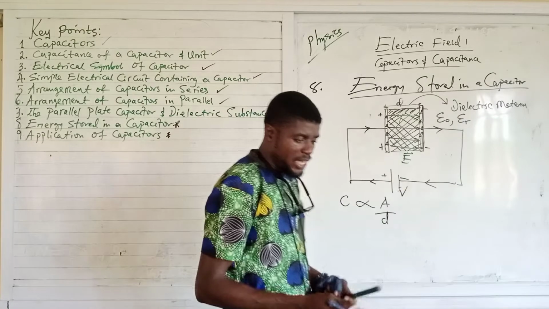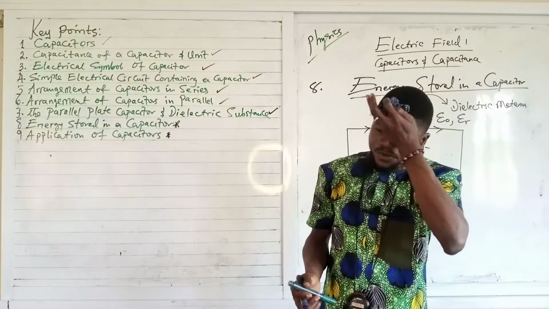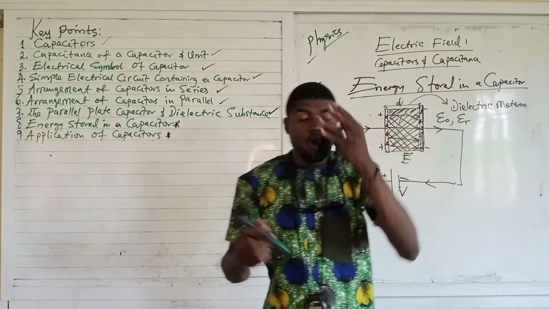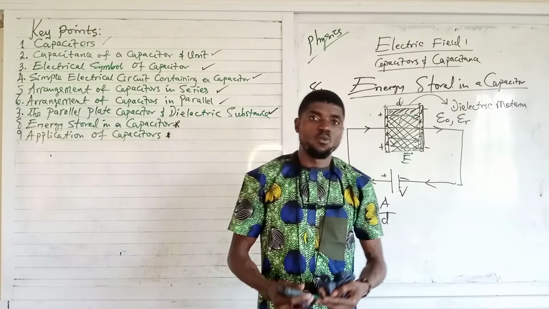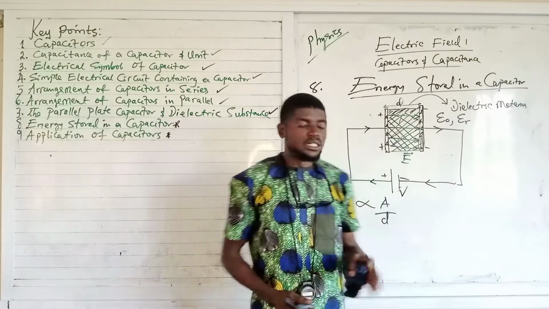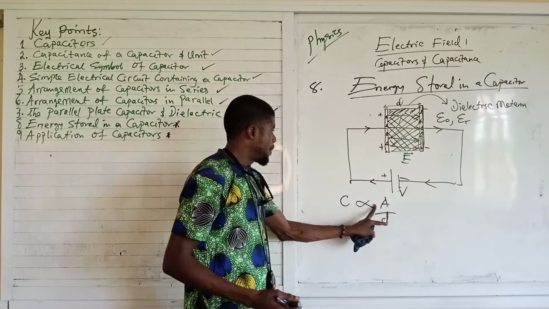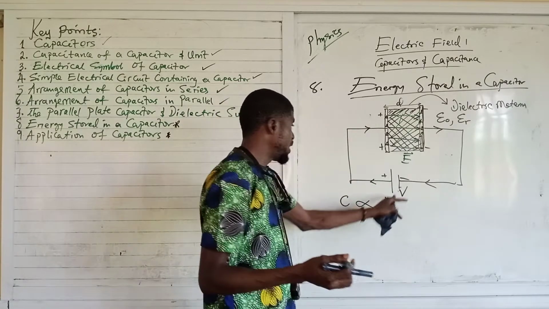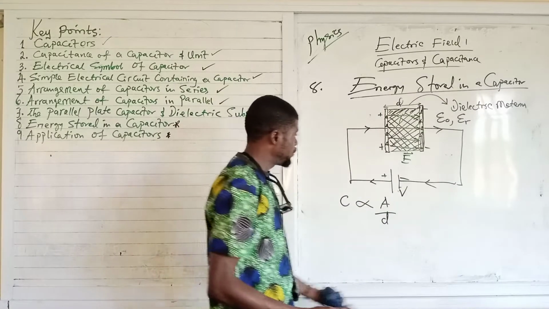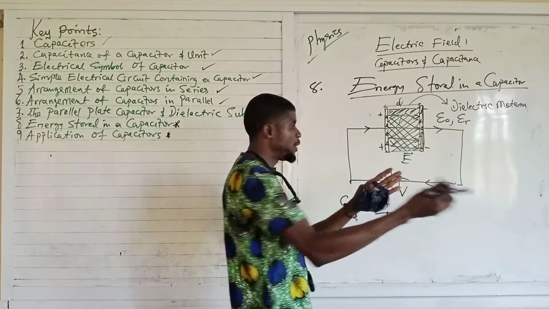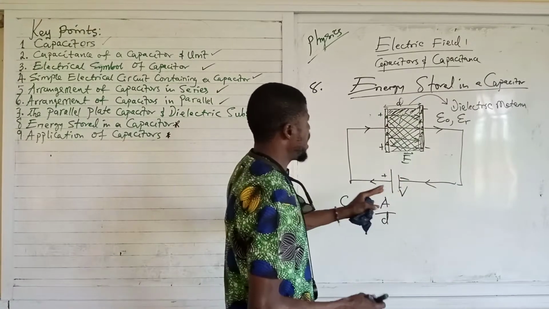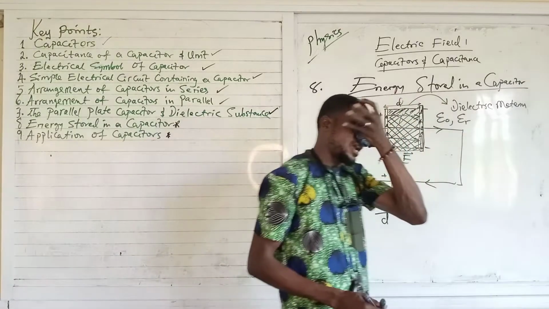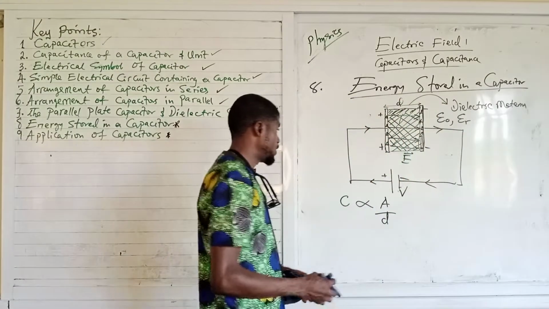Then a moment the examiners may ask you to list the factors that affect the capacitance of a parallel plate capacitor. What will you tell them? Simple. The factors affecting the capacitance of a parallel plate capacitor are just few. Number one, we have the area of the plates. We have the distance of separation between the plates. Now, we also have the permittivity of the material and also the permittivity of free space.